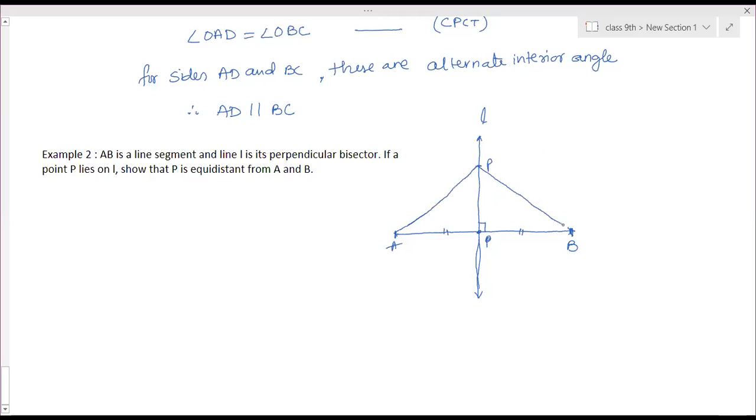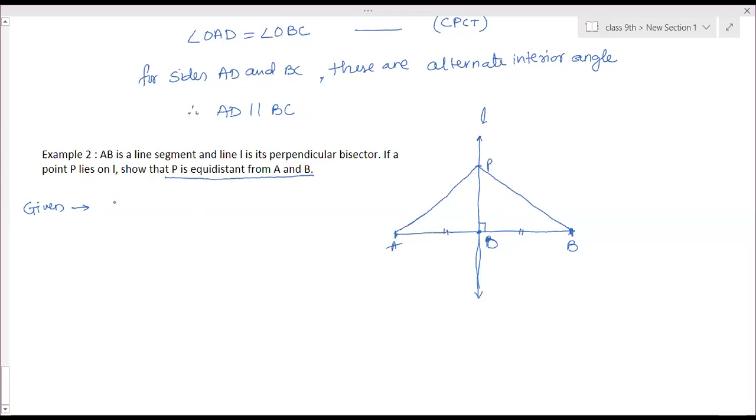This means what we have to prove? Ma'am, it's going to show us an isosceles triangle. Ma'am, PAB is an equilateral triangle. No. P is equidistant from A and B, they have told. So what we have to exactly prove is AP equals BP. Yes, AP distance and PB distance we have to show equal.